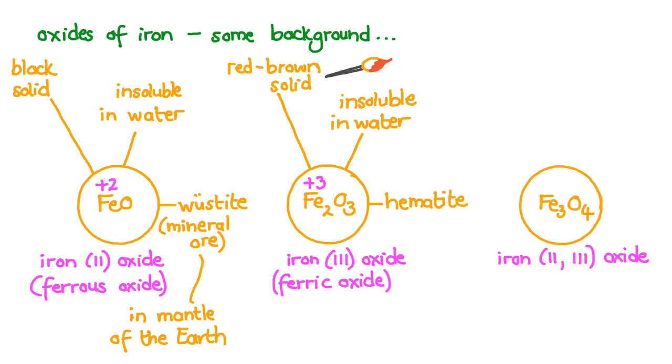Now the last oxide of iron that we will look at is interesting. In Fe3O4, the iron ions have different oxidation states, +2 and +3. It is often considered to be an Fe2+ oxide and an Fe3+ oxide mixed together as a combined compound. Sometimes its formula is written as FeO.Fe2O3, but we just simplify it and say Fe3O4.